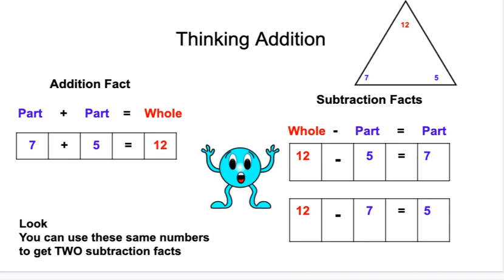We saw in another video that the numbers 5, 7, and 12 are a family. They go together because 5 plus 7 is 12 and 7 plus 5 is 12. And look at the triangle. Buried inside that triangle are two subtraction problems. One of the subtraction problems is that 12 minus 5 is 7, and the other subtraction problem is that 12 minus 7 is 5.